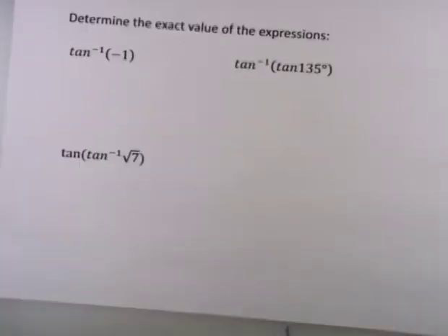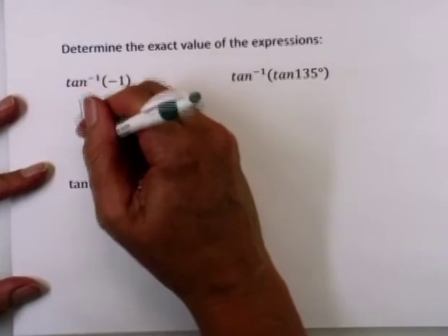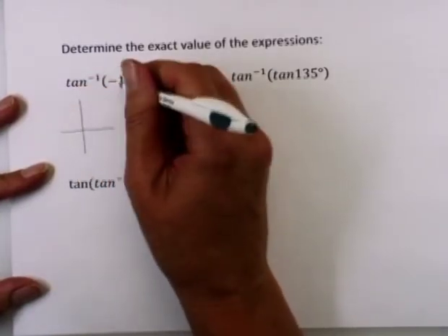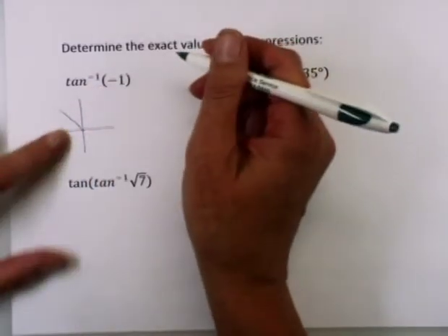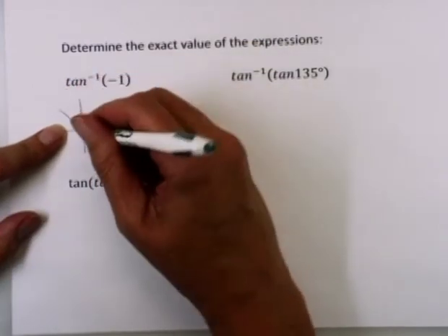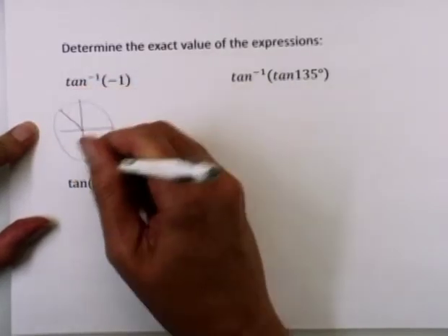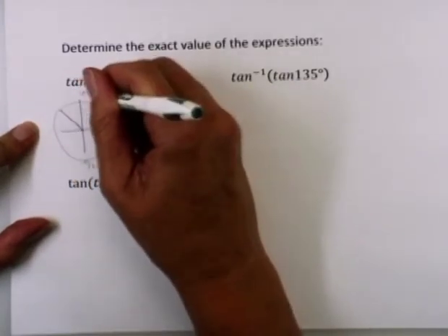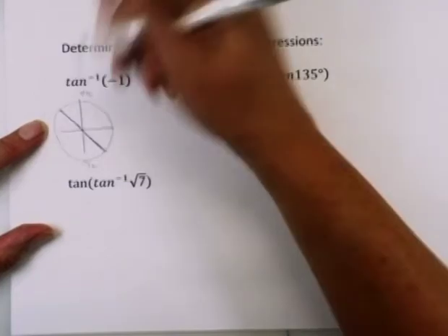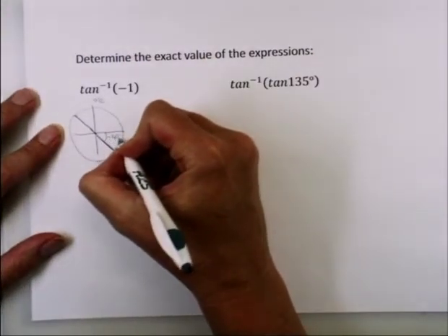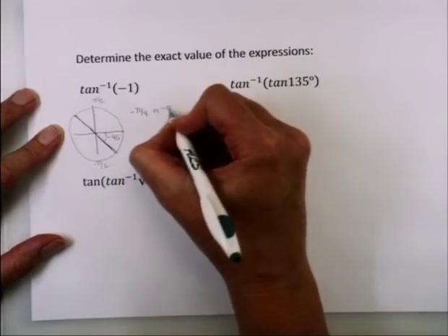It starts off with a real simple one: the tangent inverse of negative 1. So what angle has a tangent of negative 1? The first one I think of is in quadrant 2. But I can't use the one in quadrant 2 because I have to be within negative pi over 2 to positive pi over 2. So the other place that the tangent is equal to negative 1 is down here in quadrant 4. So this angle is negative 45 degrees or negative pi over 4, depending on if we're working in radians or degrees.